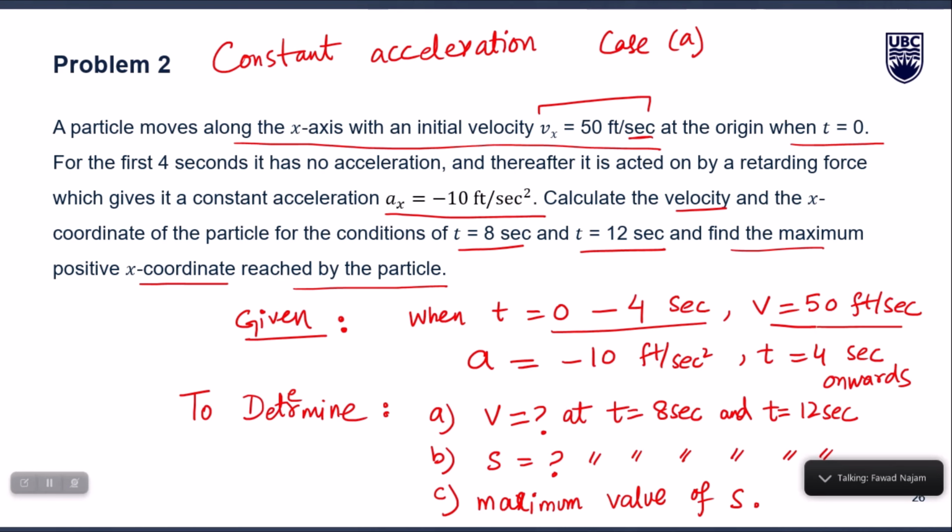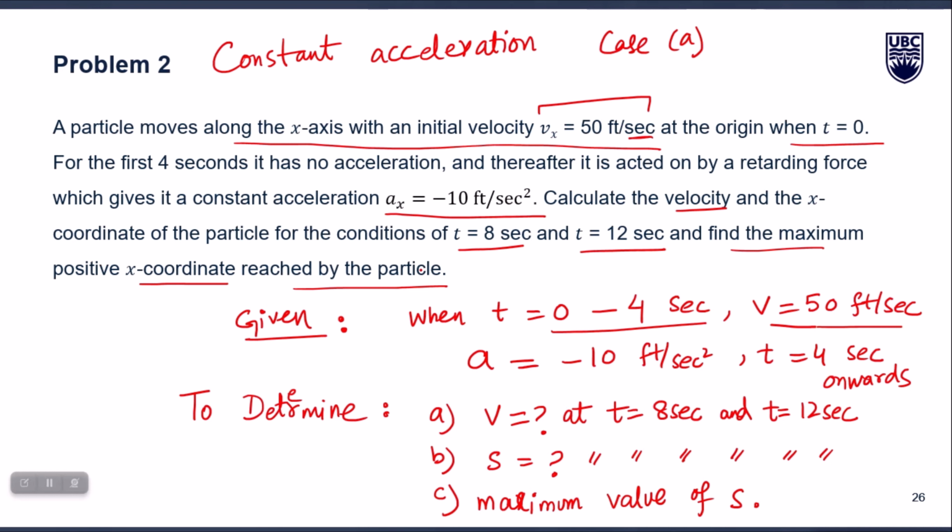So before I start today's session, I would like to add one thing related to the problem we were discussing last time. If you remember, in the last session we were solving a problem in which a particle was moving with a velocity of 50 feet per second for the first 4 seconds, and then from 4 seconds onward its acceleration became minus 10. Constant velocity means that it has zero acceleration, right?